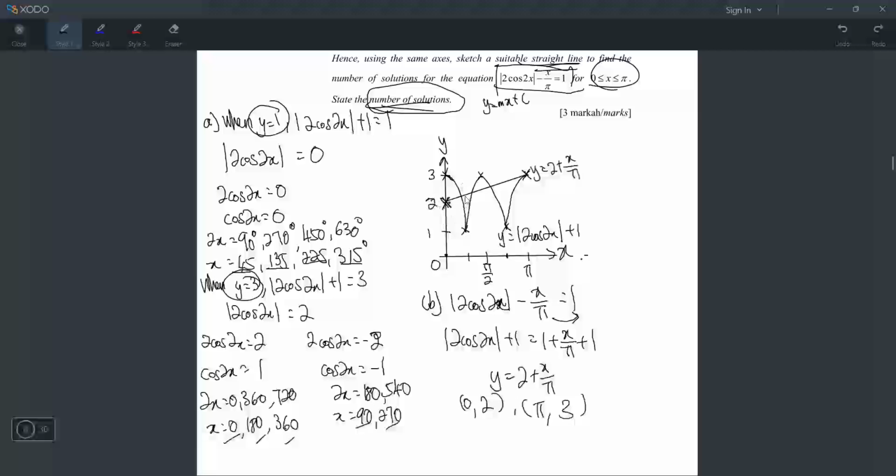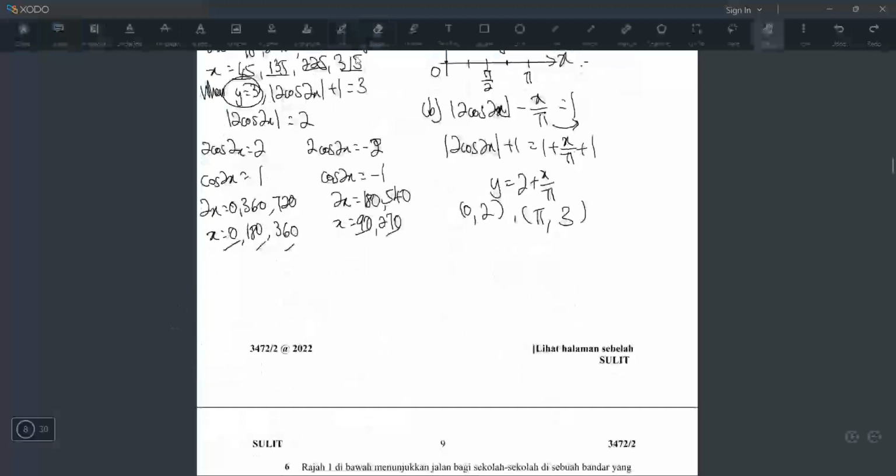And then now we can see the number of solution. 1, 2, 3, 4. So the NOS is 4, right? So just write: NOS is 4. Of course, during exam, you don't write NOS. You write in full. You write number of solution.